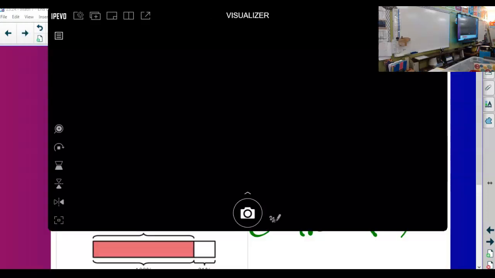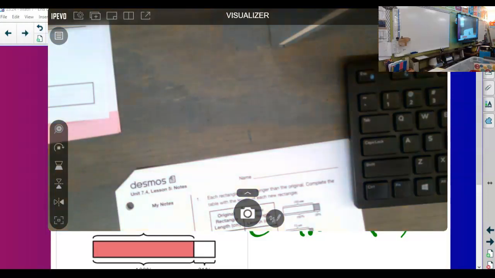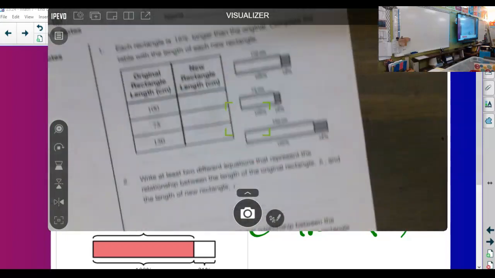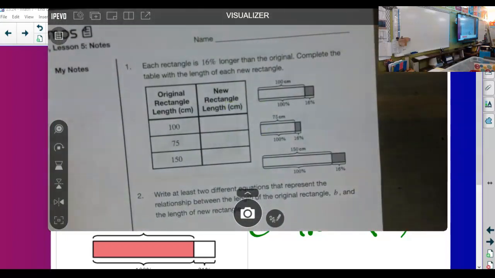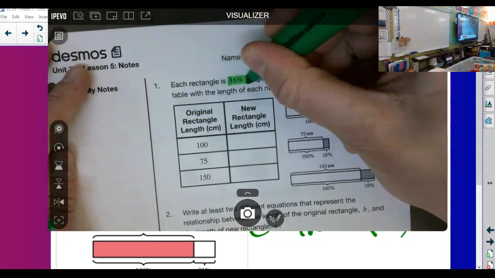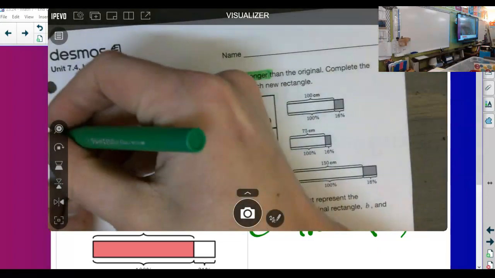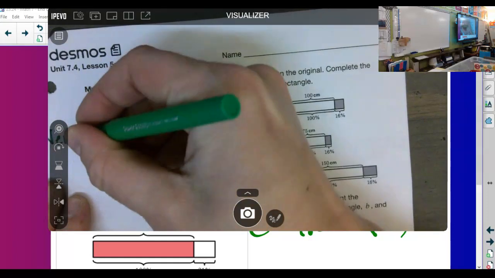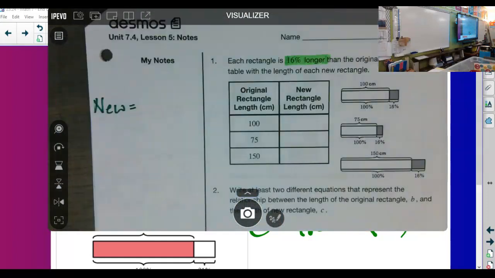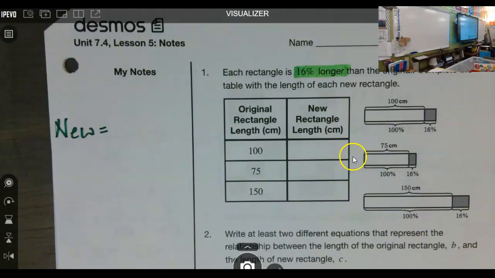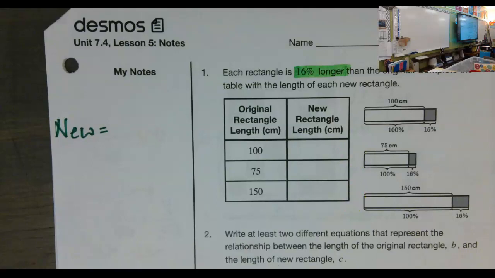So if we look at your worksheet where we have a 16% increase, I want you to turn to your neighbor and talk about what equation we could use there for the new length. So talk to your neighbor. How could we write that out as an equation just like what we just did on that slide?